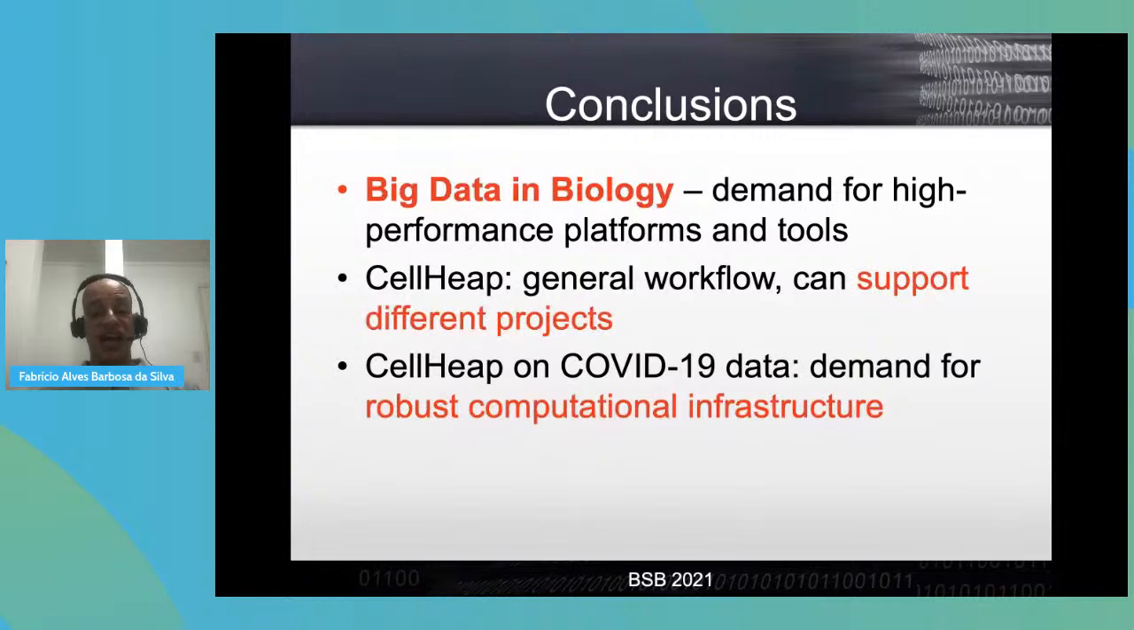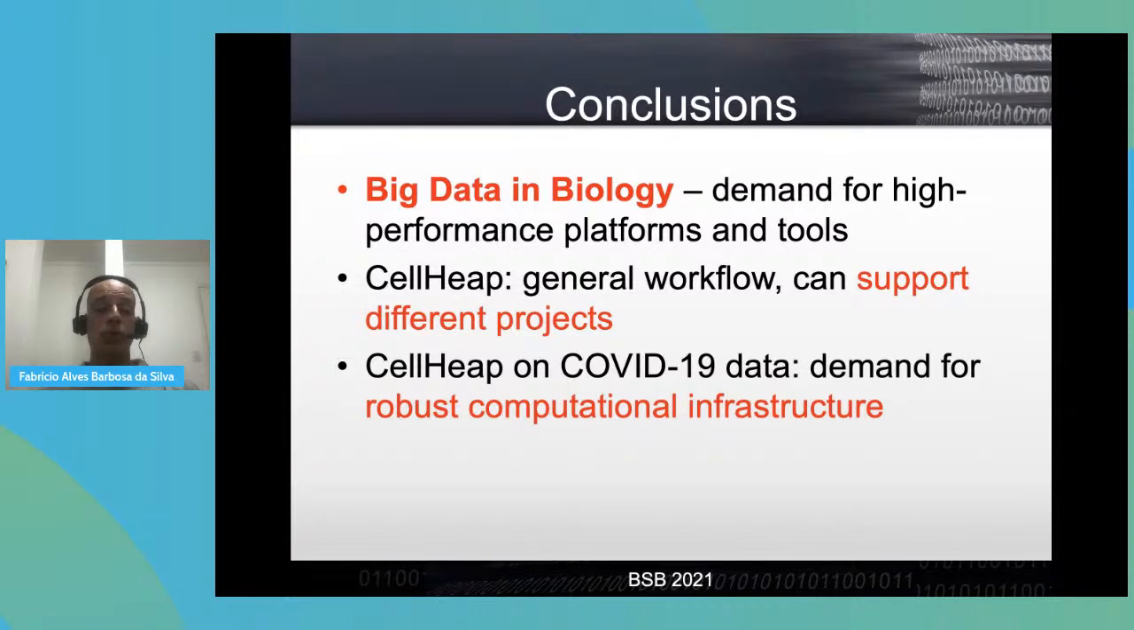And our answer to that is the CellHeap, which is a general workflow. It's possible to use CellHeap with non-COVID-19 data, with data related to other diseases. We have not done that yet, but we believe that in the future we will try CellHeap with other diseases as well. Up to now, we are only working with COVID-19.